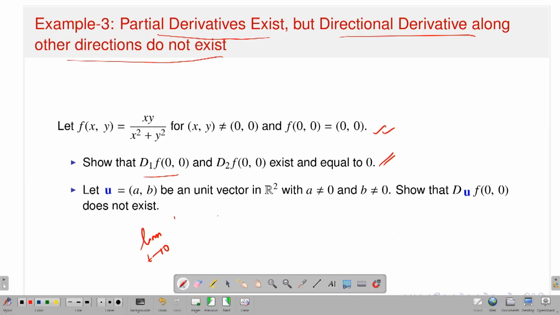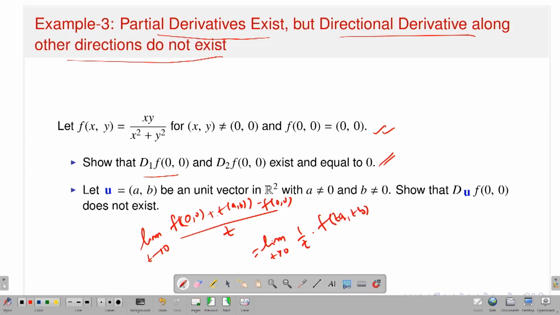So, what is the definition? It is the limit as t approaches 0 of f of (0, 0) plus t times (a, b), minus f of (0, 0), divided by t. That is the t I was missing in my last lecture. So this is the limit as t approaches 0 of 1 by t times f of (ta, tb) minus f(0, 0), where f(0, 0) is given. And what is f of (ta, tb)? Since a and b are non-zero, it is t a t b divided by t square a square plus t square b square.